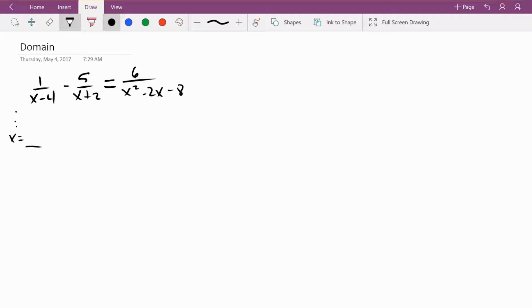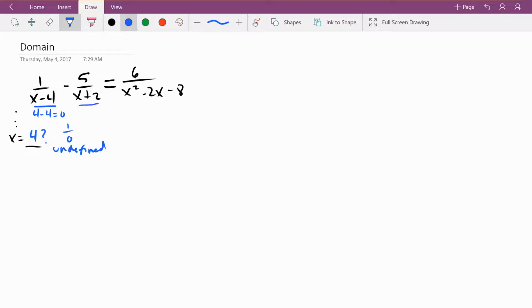So, well, first question would be like, what if x equaled 4? What if? I have no idea. But what if it were 4? Then right here I have a problem. 4 minus 4 is 0, and that would mean 1 over 0, which is undefined. That would be a problem.